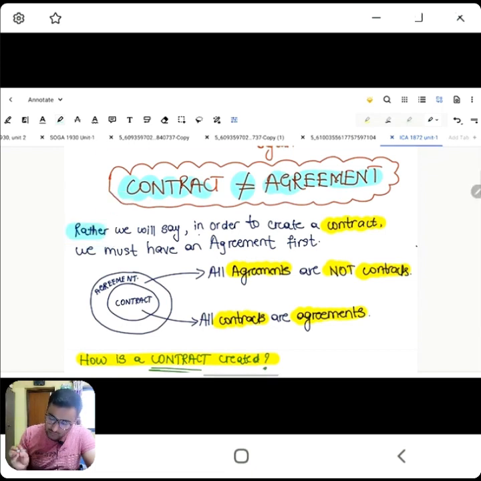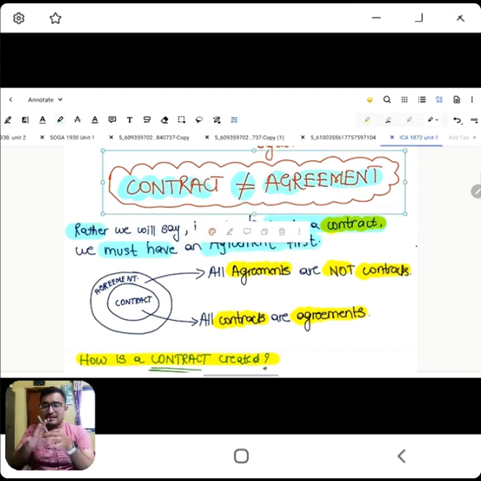Rather, we will say that in order to create a contract, we must have an agreement first. So contract is like that final destination where we have to reach. Contract is like that last place that we are trying to reach. In order to reach that destination, we first have to cross something known as an agreement. This is what I'm trying to tell you.